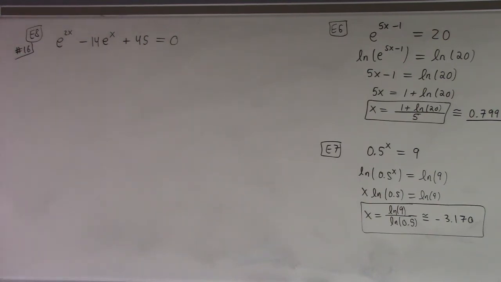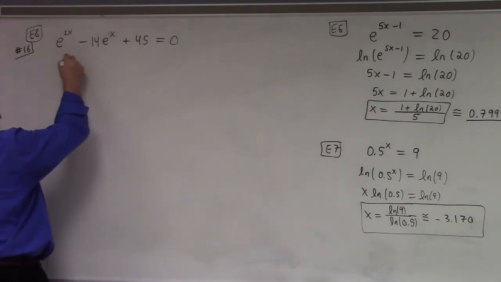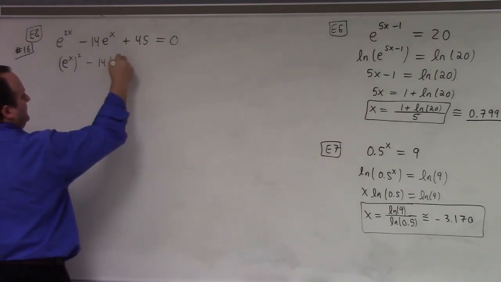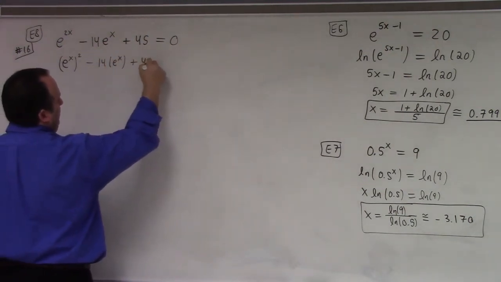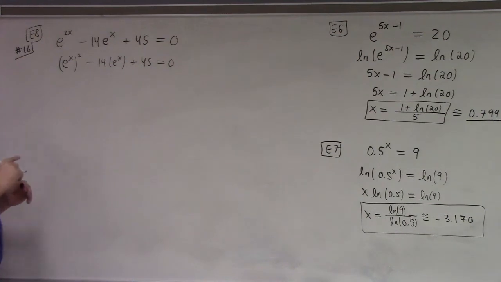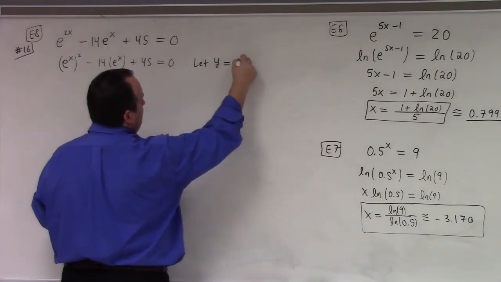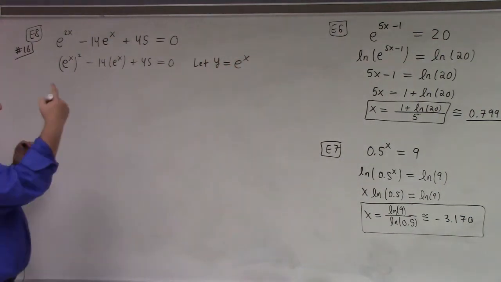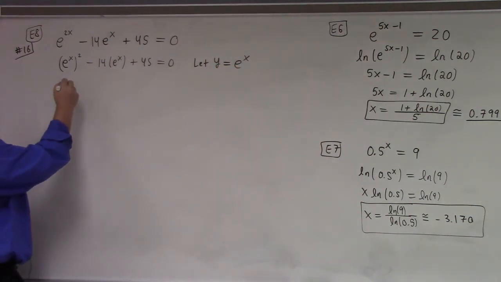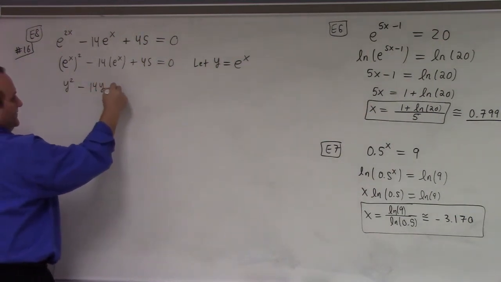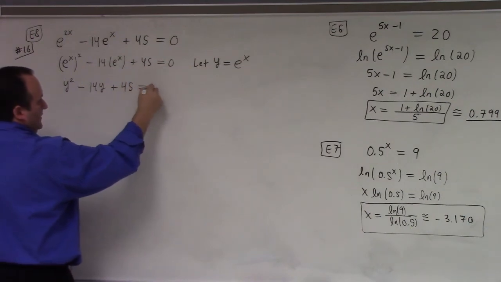What we're going to do here is make a substitution. We look at this and go, well, that's really e to the x squared, minus 14 times e to the x, plus 45 equal to 0. So if we let y equal e to the x, then this is a quadratic equation in y. This is y squared minus 14y plus 45 equal to 0.